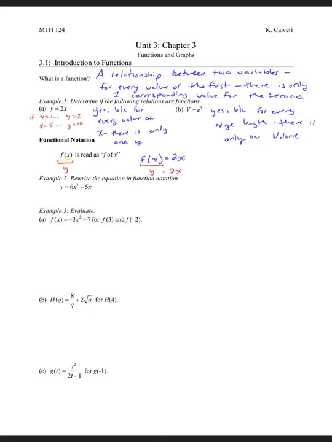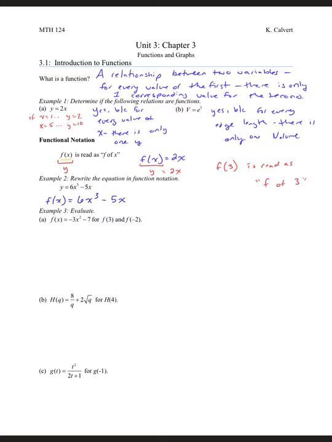Sometimes we'll see numbers instead of the x. For example, we might see something like f of 3. We'd call this f of 3. So we're saying what is the value of f of x, or what's the value of y when the x is 3? So example 2 just says rewrite in functional notation. Well, just like we said y is the same thing as f of x, so f of x equals 6x cubed minus 5x, and that would be functional notation.